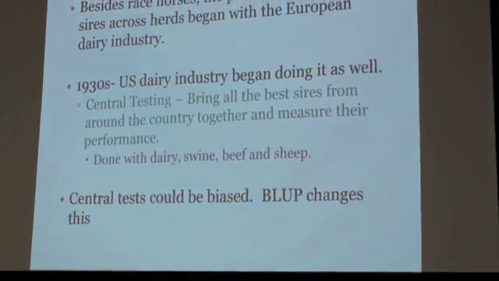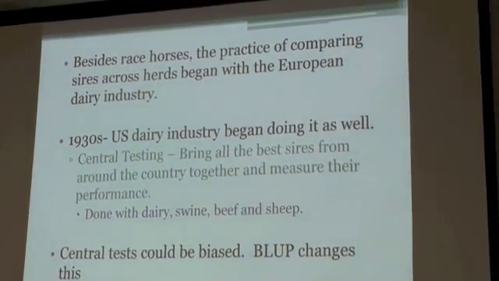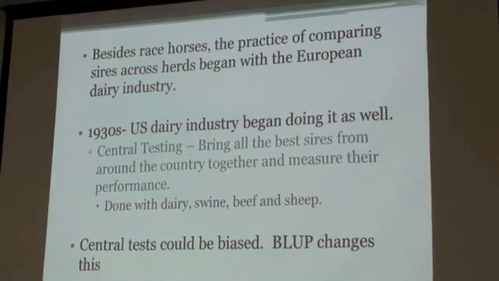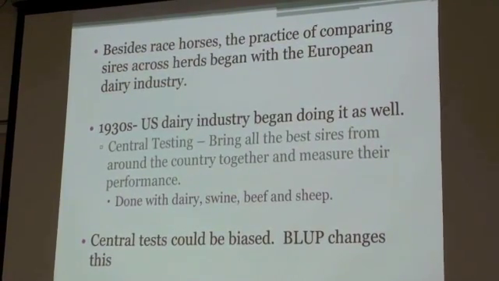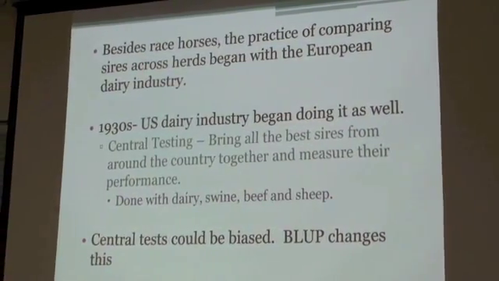Besides racehorses, sire summaries are a fairly recent invention. They started in Europe with the European dairy industry in the early 1900s, and then came to the U.S. with the United States dairy industry in the 1930s. It was based on a method called central testing, where you bring in a bunch of sires from different areas into one central location so that environment does not affect the outcome of the phenotypes.